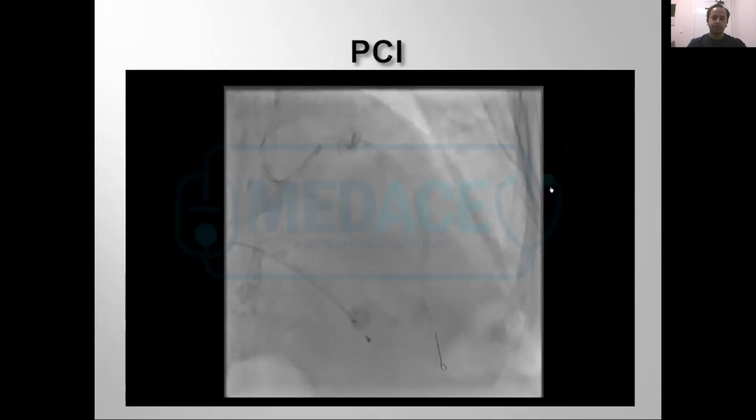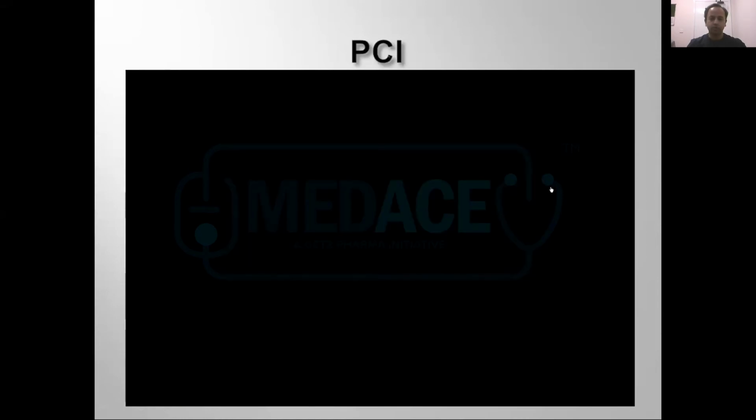So this is the PCI we started. We crossed the run-through wire through the LAD. Then we can see that we are trying to pass the over-the-wire balloon. And then we later swapped the over-the-wire balloon with the RotaFloppy. So here we took a 1.75 burr, and you can see that initially there was a little bit of hindrance crossing the lesion, but then the rotabur crossed smoothly through the lesion.